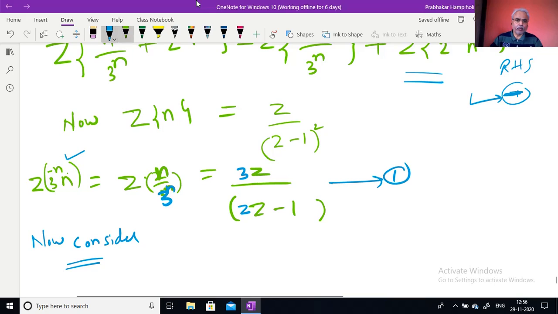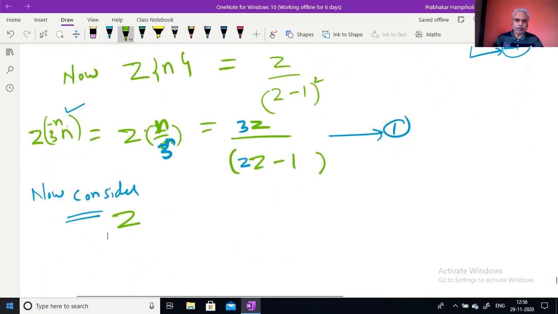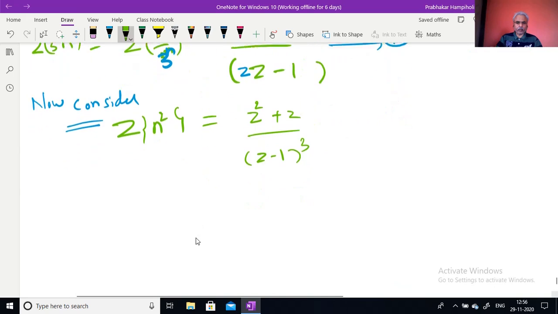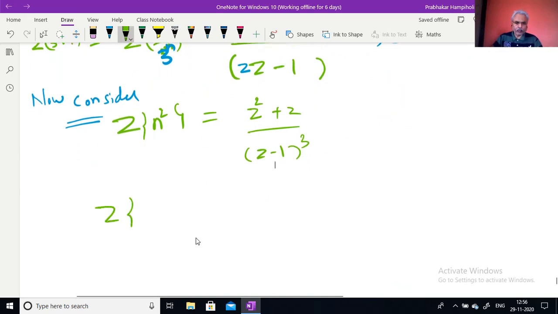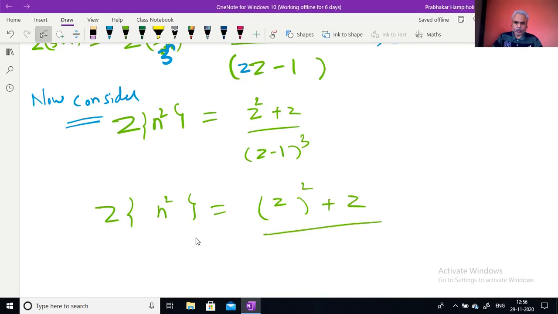Now consider again the z transformation of the second one, n square. Just now we wrote the formula. N square means it starts from z square plus z, something raised to 3, so z minus 1 raised to 3. If it is n square, to make the corresponding change, usually I first write the structure as it is, then let us incorporate the changes later on. Z square plus z, the same thing I am writing, over z minus 1 whole cube.